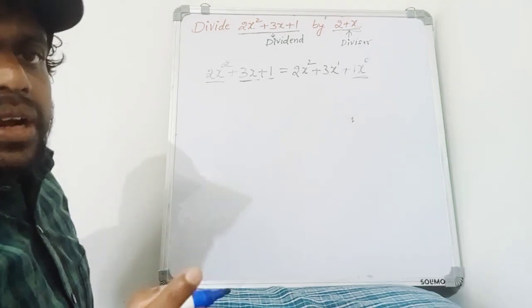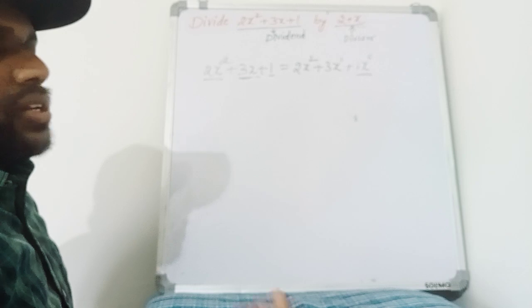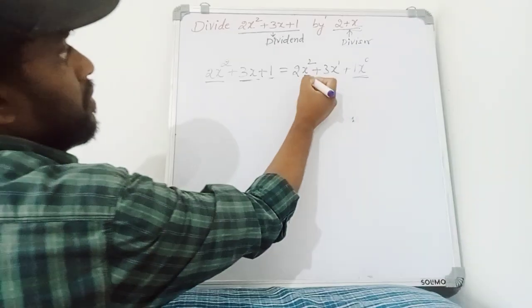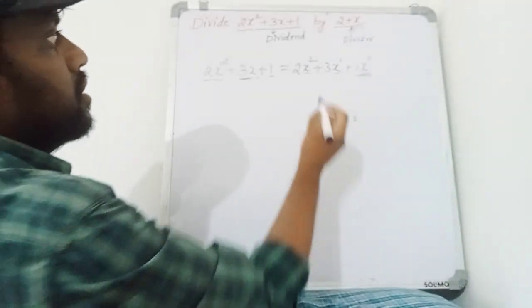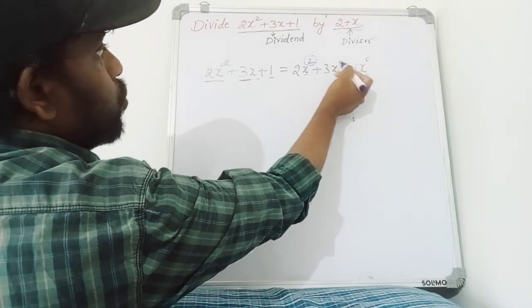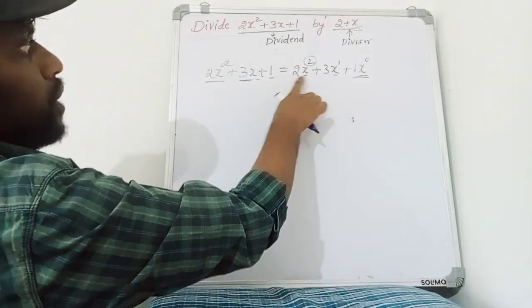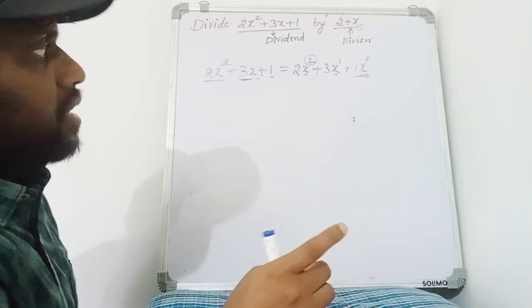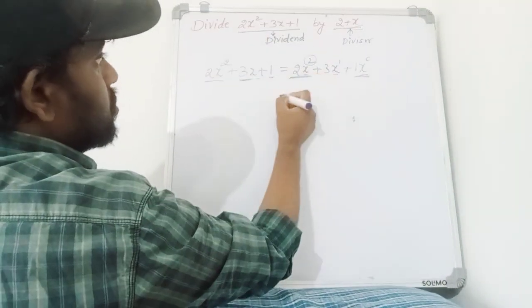Now see which term contains the x which has the highest power. Here we have x in this term, x here, and x here. Which x has the highest power? 2 only, right? 2 is greater than this 1 and this 0. So 2x square is the term which contains the highest power of x. So you have to take this whole term first.